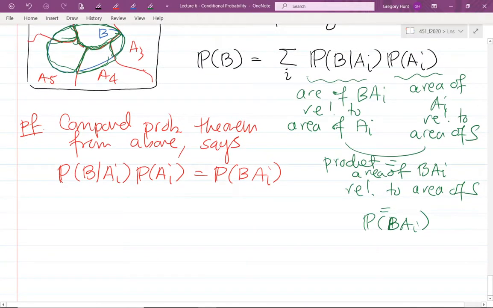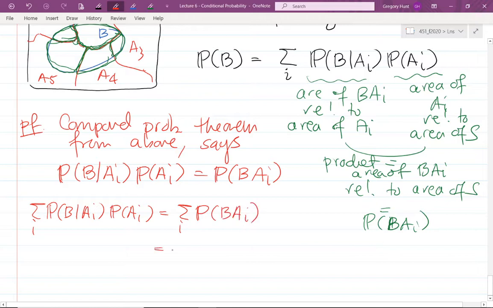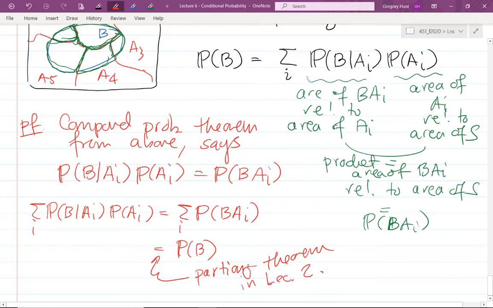And so we could say that the sum over i of the probability of B given A sub i times the probability of A sub i is the sum over i of the probability of B intersect A sub i. And we know, since the A sub i's partition S, that this is the probability of B. This comes from the partitioning theorem, which you should now review, and I think it is lecture 2. But intuitively, if you think about it, it makes sense.